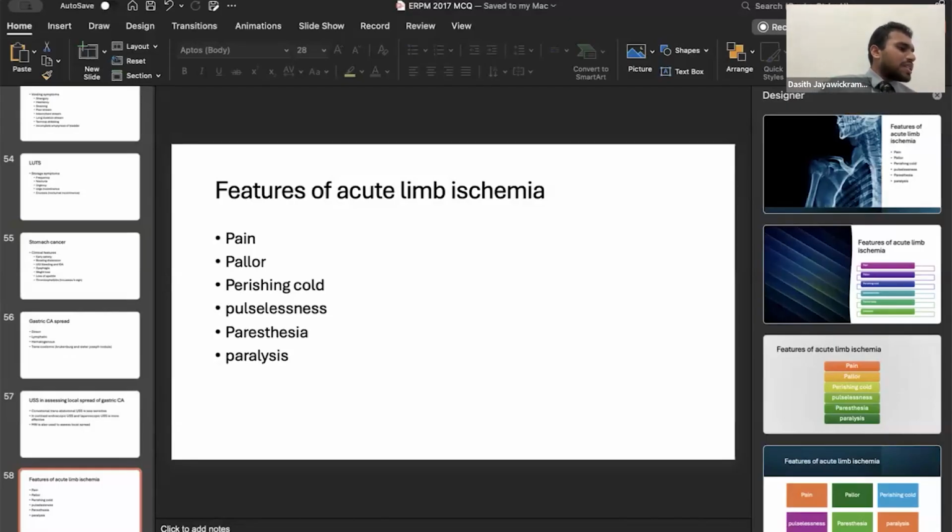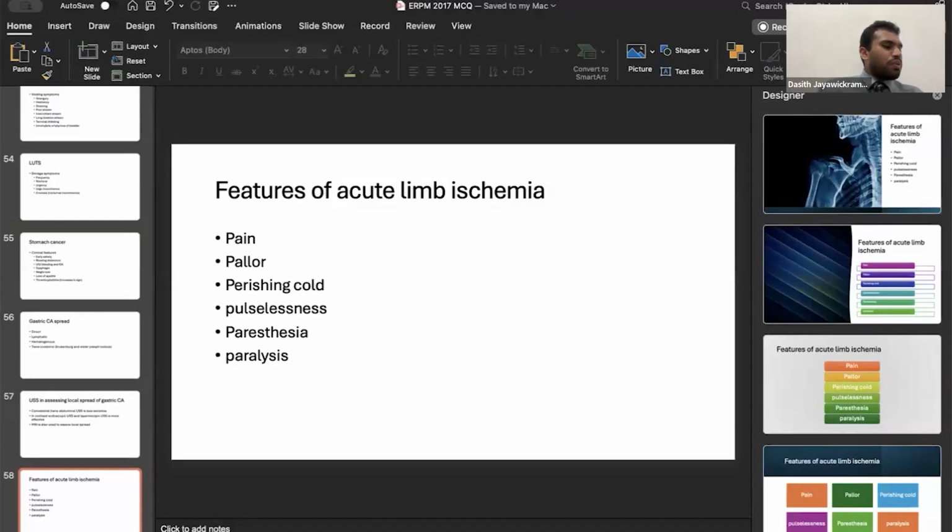Which of the following is the least likely complication of chronic pancreatitis? Projectile vomiting, epigastric mass, esophageal varices, cirrhosis, direct hyperbilirubinemia. Which of the following is the least likely complication of chronic pancreatitis? So, projectile vomiting, what do you think?